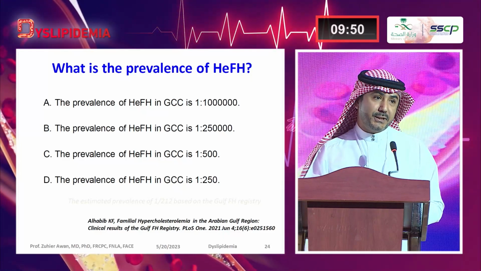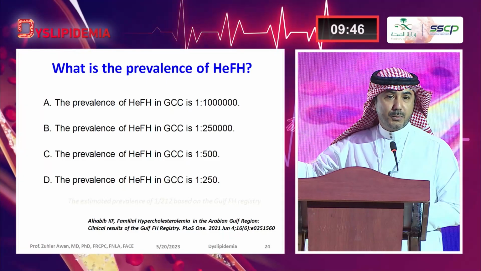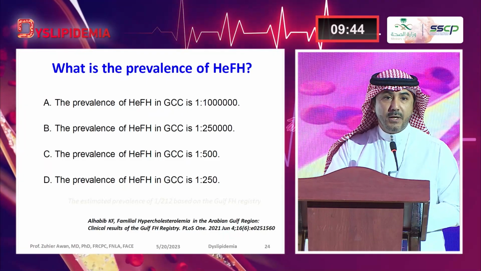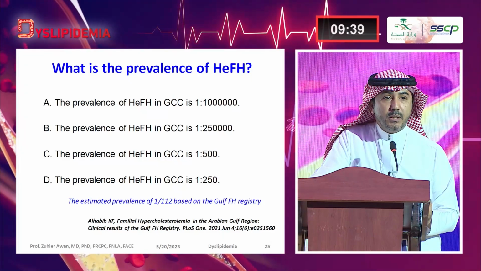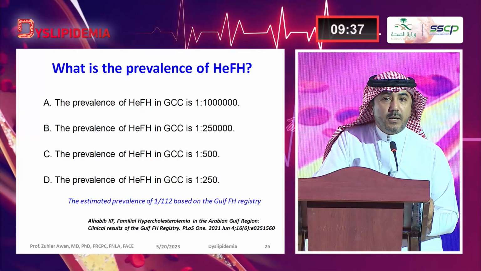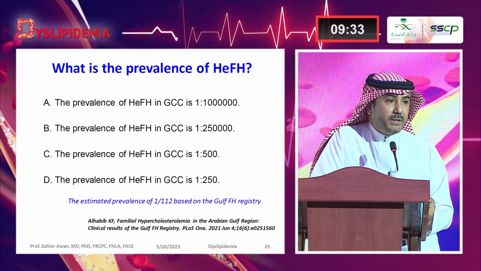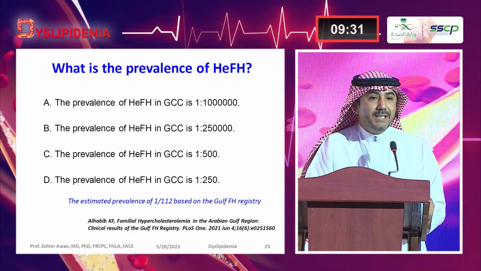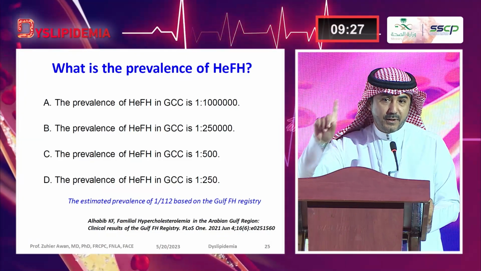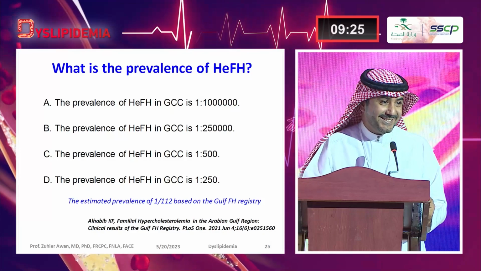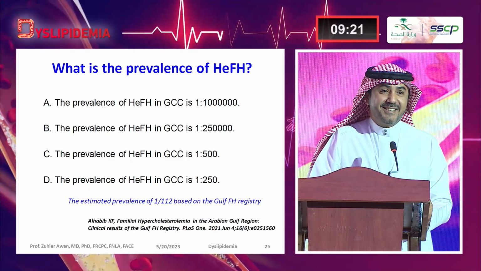So this is the global prevalence now. We have moved from 1 in 500 to 1 in 250. However, in the last FH registry in the Gulf, it was 1 in 112 in a hospital setting. So this is huge. It means if you have a busy clinic and you see at least 20 patients a day, you would at least encounter 1 FH. Of course, if you have a lipid clinic, you will see at least 10 patients every day.